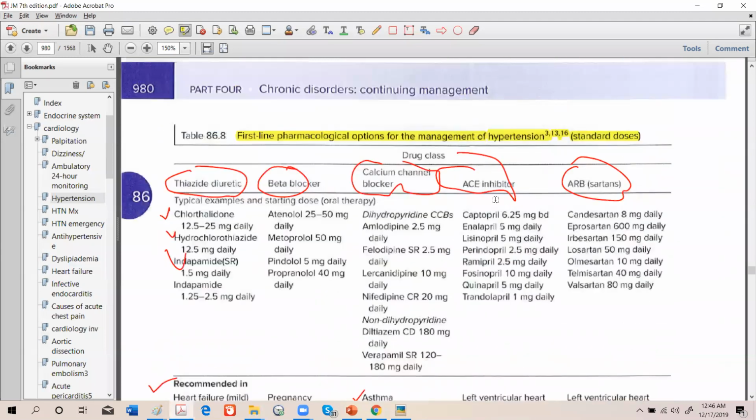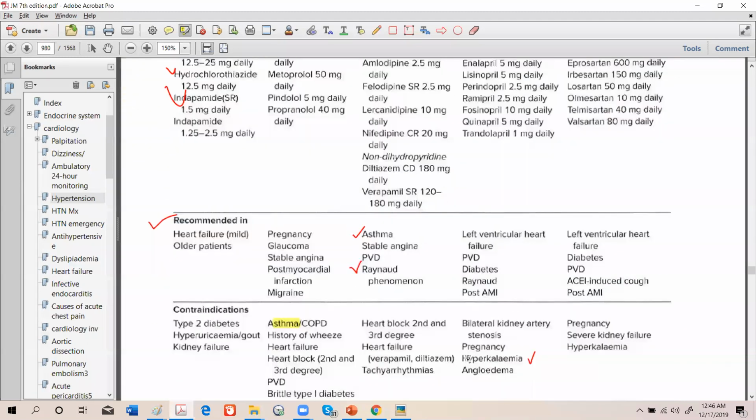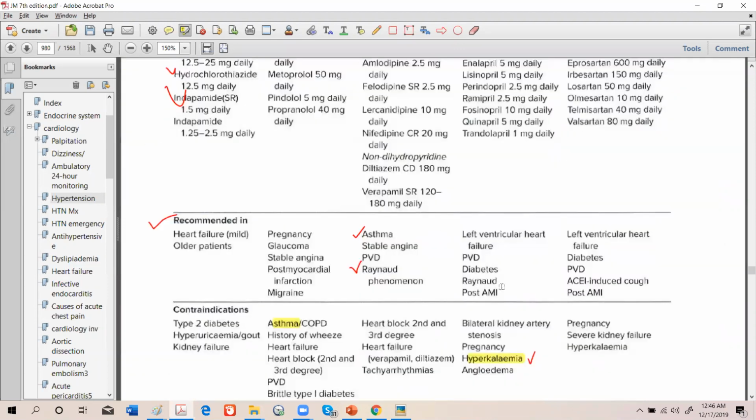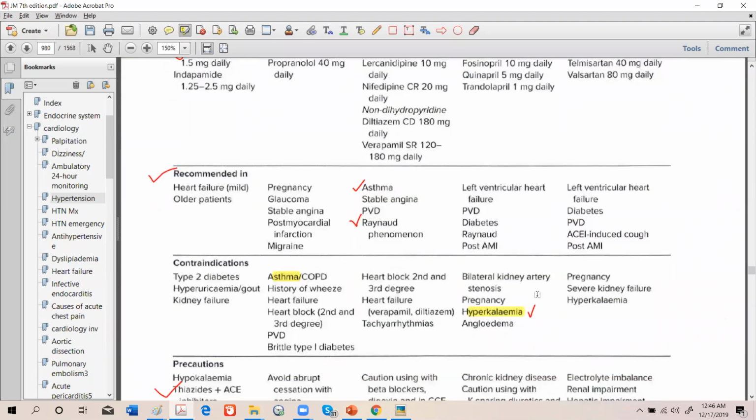We need to remember, like ACE inhibitor, if the patient is having pre-existing hyperkalemia, you better should not give that one, or if it develops hyperkalemia. So it is very important with ACE inhibitor or ARB, you keep checking the potassium level after certain time. Another thing, ACE inhibitor is also contraindicated in bilateral renal artery stenosis.